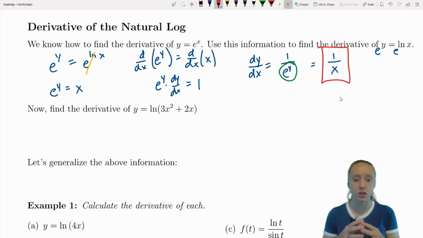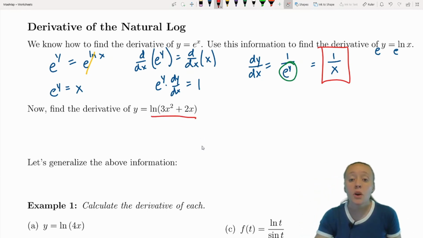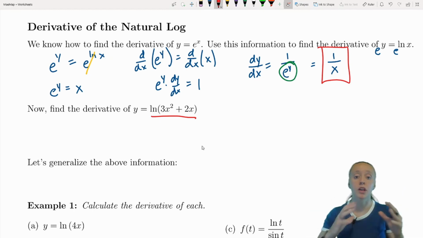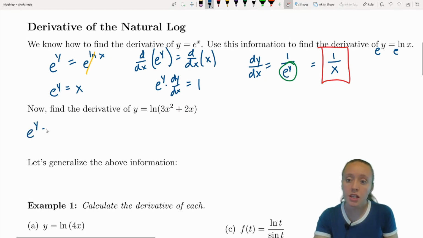So let's use this same thought process now to find the derivative of the ln of 3x squared plus 2x. So again, we know how to take the derivative now of ln of x, but how does the chain rule really work? We do the derivative of the outermost function and work our way to that innermost function. But let's pretend we didn't really know the chain rule quite yet. How would we find that derivative? Well, again, I'm going to take everything to a base of e. So I'm going to have e to the y equals e to the ln of 3x squared plus 2x.